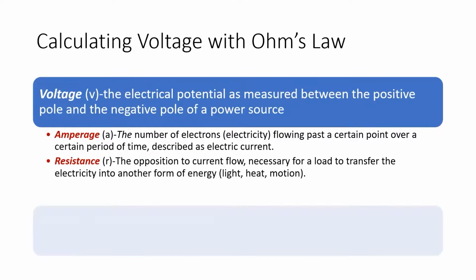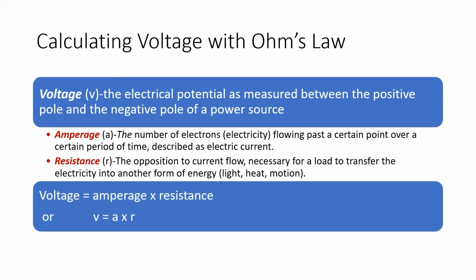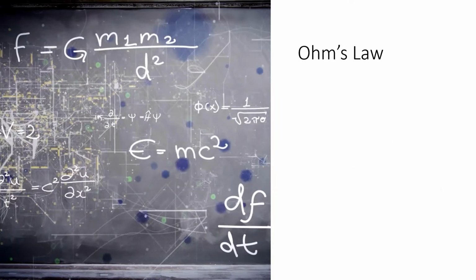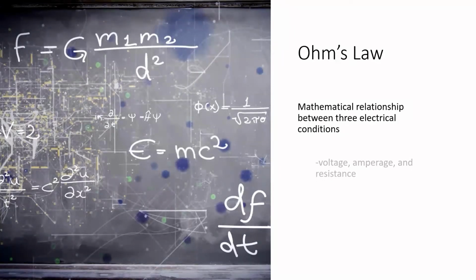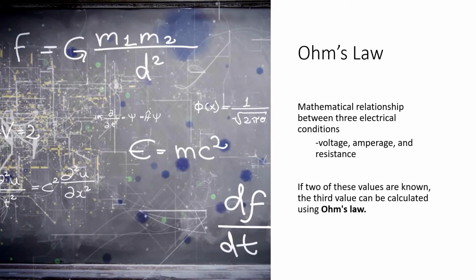Voltage can be calculated using the formula voltage equals amperage times resistance, or V equals A times R. Ohm's law is a mathematical relationship between three electrical conditions: voltage, amperage, and resistance. If two of these values are known, the third value can be calculated using Ohm's law. Now let's try applying these skills to some real-world situations.